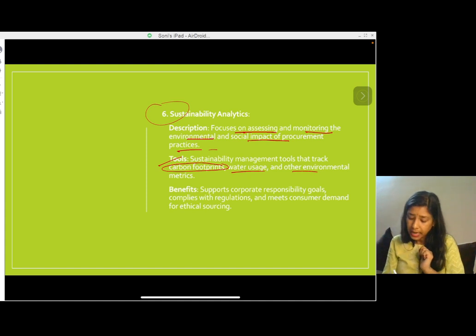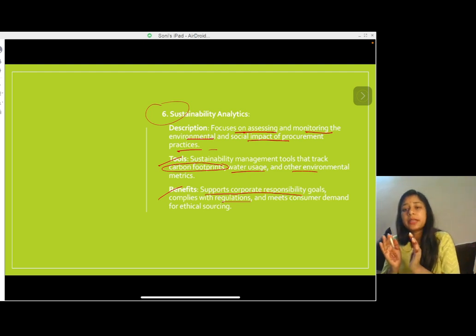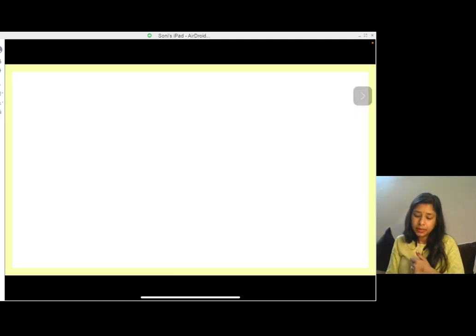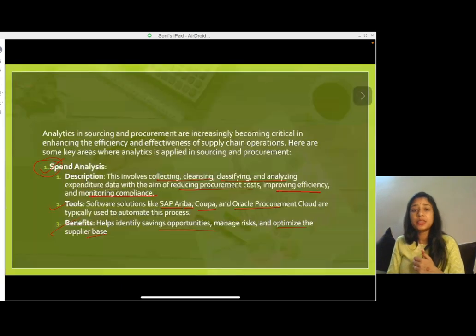And the benefit is that your organization will have a good image in the eyes of society, and will be following the protocols of SEBI and all the climate change protocols. It will be following the regulations as well, and it will support the corporate responsibility goals, right? So these are the benefits of using analytics in sourcing and procurement.